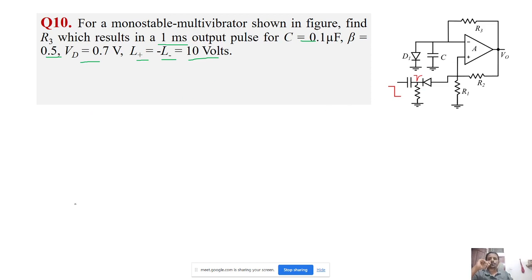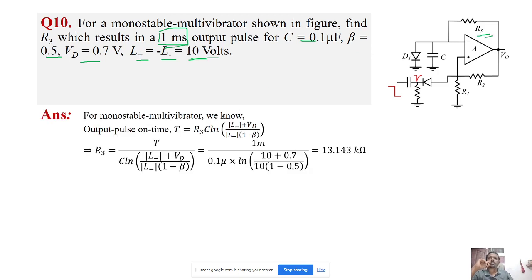We already know what the on time is, right? The voltages are given, all the values are given, and the required time period is also given. So we just need to substitute the time period and all those given values, and we can directly find R3, right?